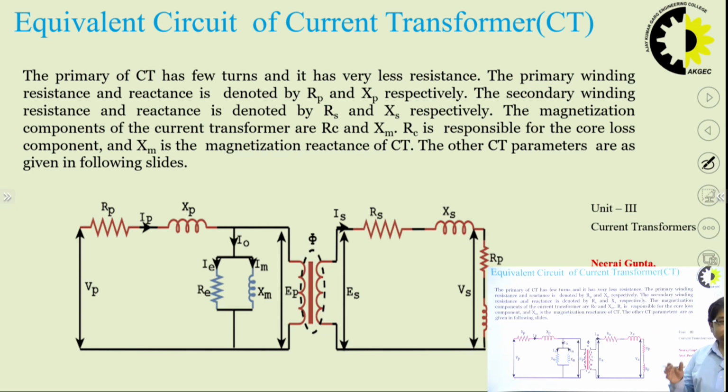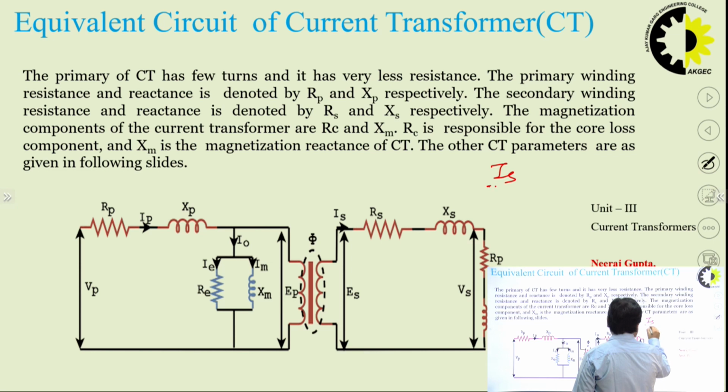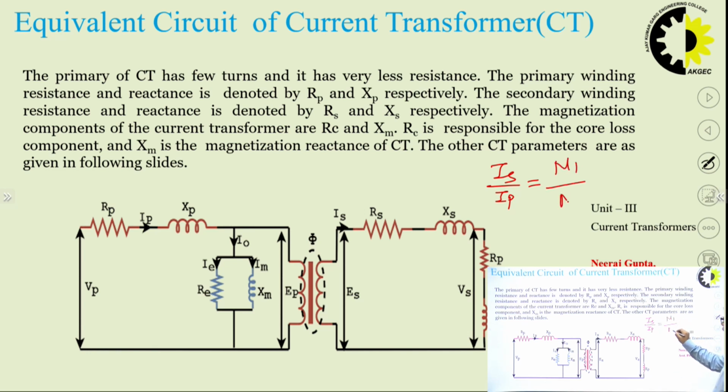The primary current is dependent upon the load current of the main circuit and is not dependent upon the secondary side current of the circuit. As far as the relation between the primary and the secondary is concerned, IS by IP equals N1 by N2, where N1 is the number of primary turns and N2 is the number of secondary turns. This is the relation that holds as the transformation ratio.